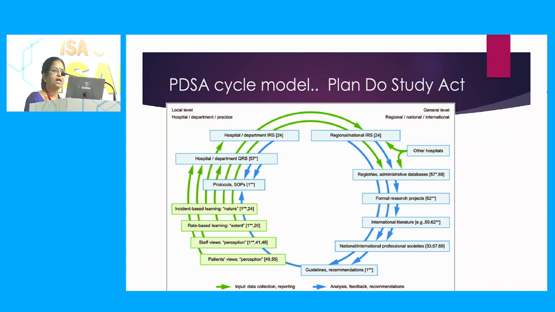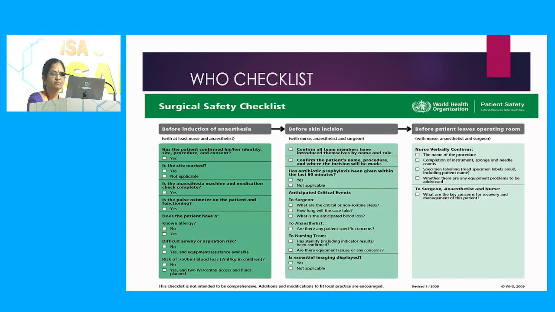Then hospital department, quality reporting system, incident reporting system you can give. Then you can give it to regional level, other hospitals, registries, then formal research projects, international literature. Then you can develop guidelines and recommendations. Thereafter, you can share it at the local level. Now we will discuss the surgical safety checklist. I know most of the private hospitals in Kerala itself are practicing this WHO safety checklist in the OR.